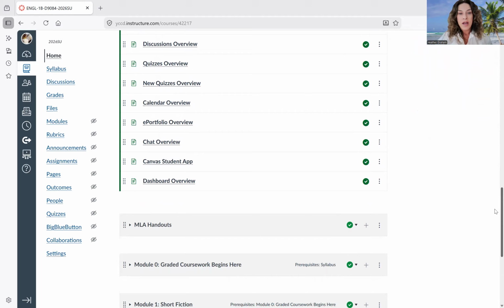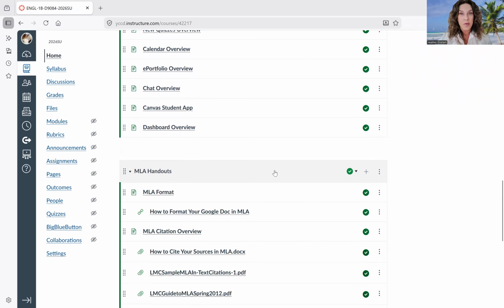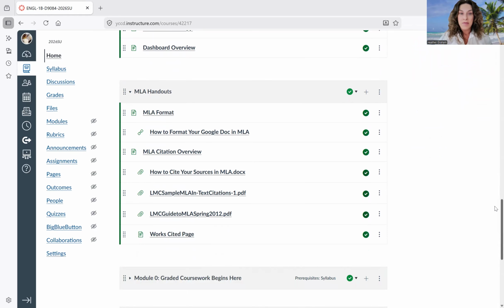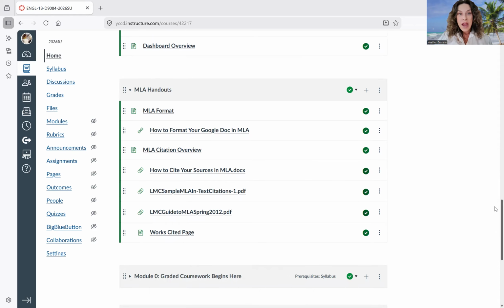This is here for you. It's just an extra. I'm sure most of you are familiar with Canvas, but sometimes we need a little extra support. In terms of MLA formatting, there is a module available for you, and you can certainly use that to help cite your sources or format your essay, anything like that.